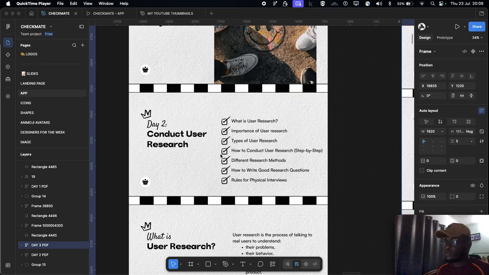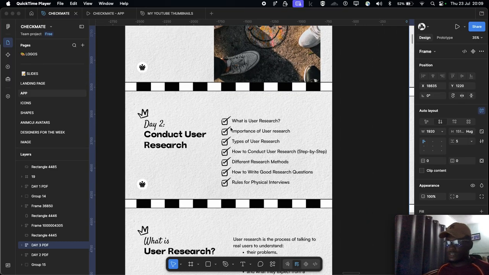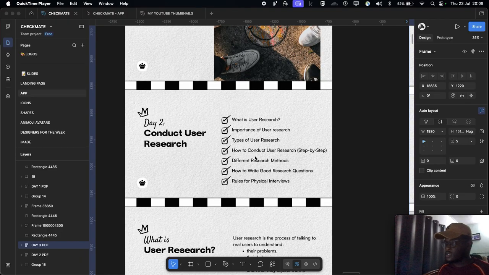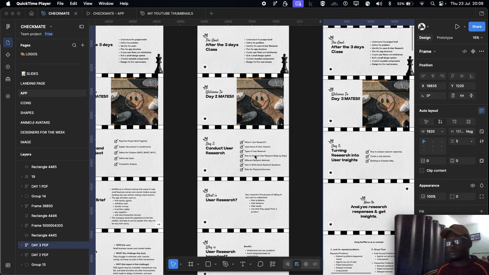On the second day, we did conducting user research. So here I explained what user research was, the importance, the different types, how to conduct a good user research, different research methods, how to write good research questions, and rules when you are actually doing a physical interview. So that was day two.